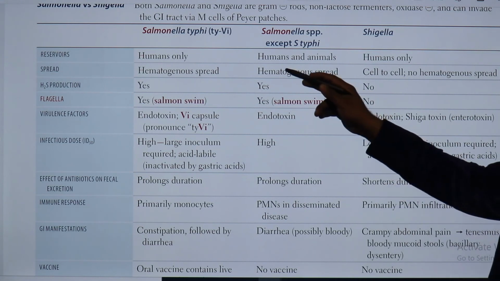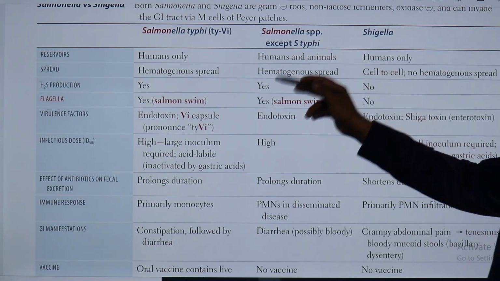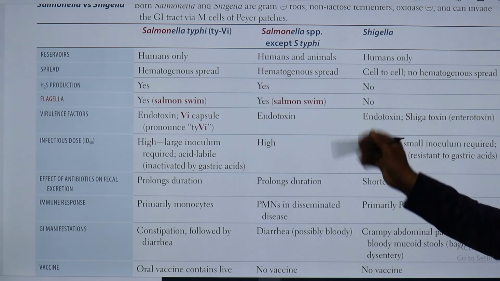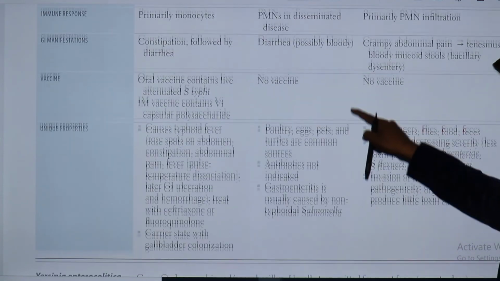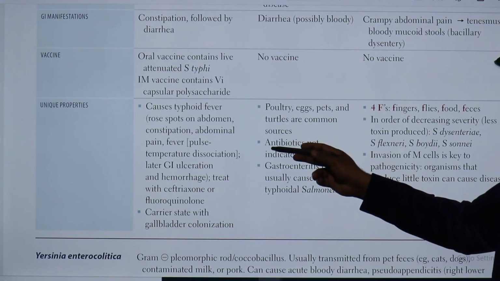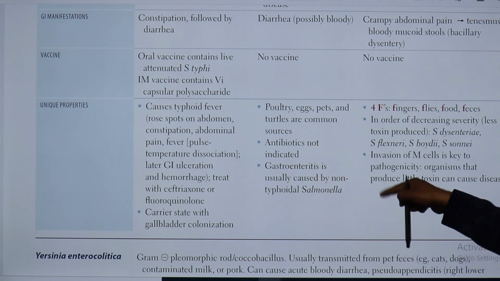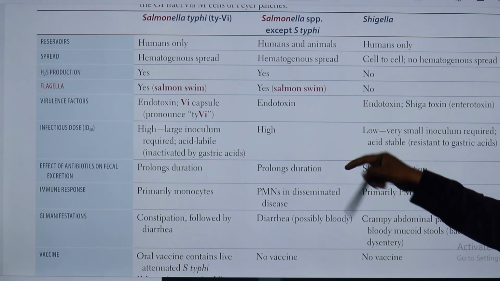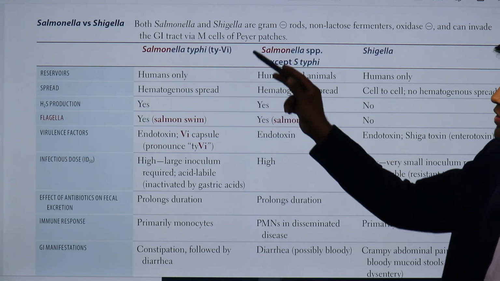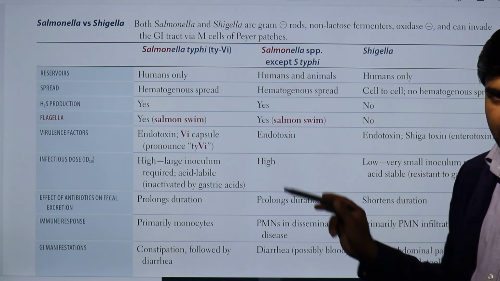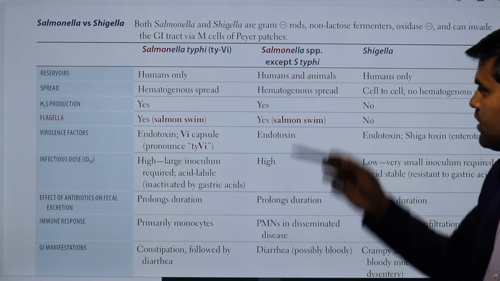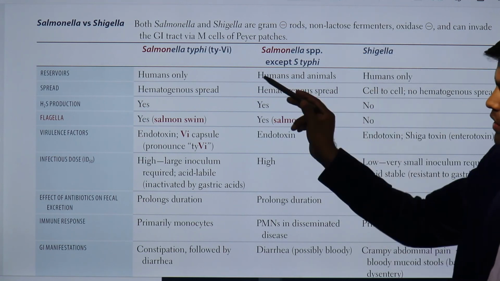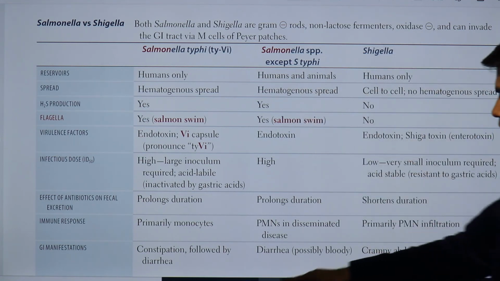So let's see Salmonella typhi and Salmonella species except typhi, and Shigella. We are not talking about Shigella. We are talking about Salmonella typhi and other Salmonella species and their reservoir. If you come to the reservoir, the first point, reservoir: Salmonella typhi, human only. So human is the answer to your question. For Salmonella species other than typhi, it is human and animal both. Here they are talking especially of Salmonella typhi, so it is only human, and the answer should be human.